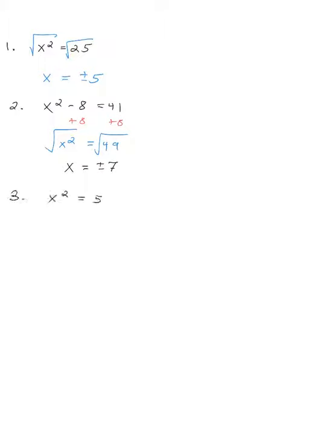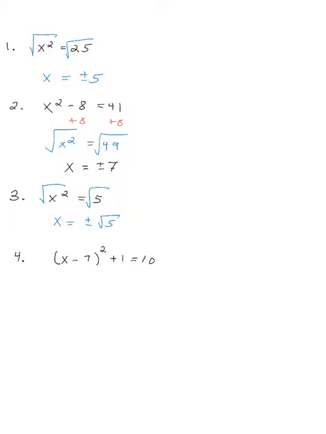This one, again, we can immediately just take the square root, and the only real difference here is that we still get our two solutions, but since the square root of 5 is a decimal that repeats forever, this would be the exact answer, just leaving it as the square root of 5.